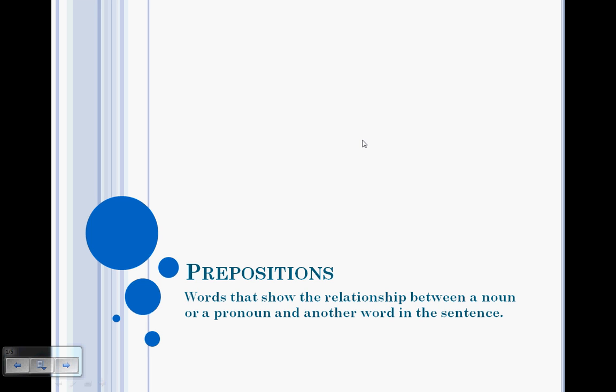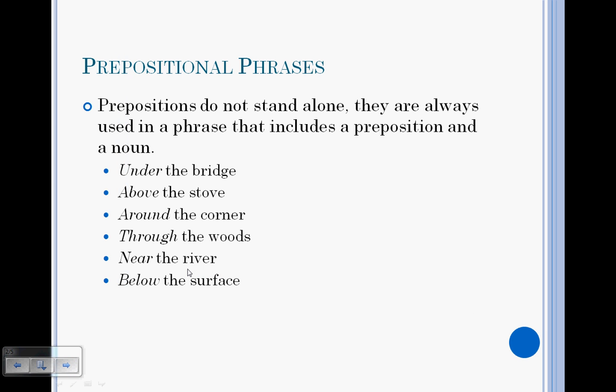To begin with, prepositions are words that show the relationship between a noun or a pronoun and another word within the sentence, which is the textbook definition. Probably does not make much sense yet, but it will by the end of the lecture. Prepositions do not stand alone in a sentence. They are always used in a phrase that includes a preposition and a noun. If it is by itself, it is no longer a preposition or it has been used incorrectly.